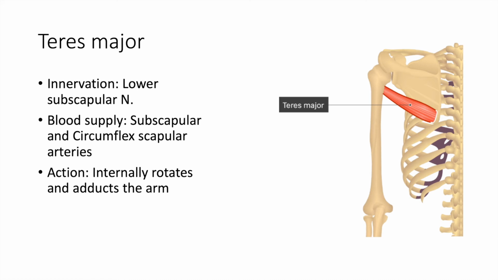Teres major, it's not as high yield either, but it's innervated by the lower subscapular nerve. Its blood supply is the subscapular and circumflex scapular arteries, and it internally rotates and adducts the arm. So it's attaching to the front of the arm. If it's attaching to the front, and it's coming from my back, it's going to pull that humerus around and rotate it inward, as well as pull it to my body.